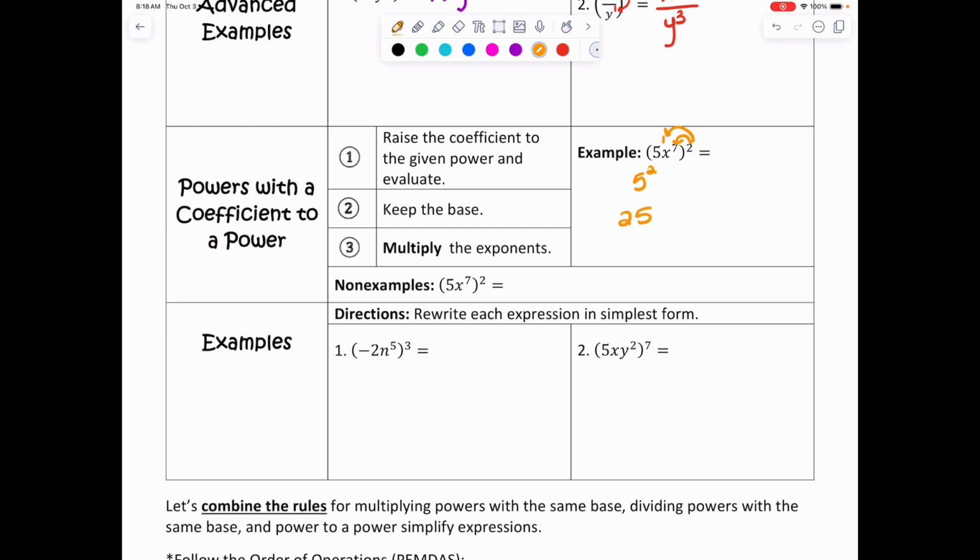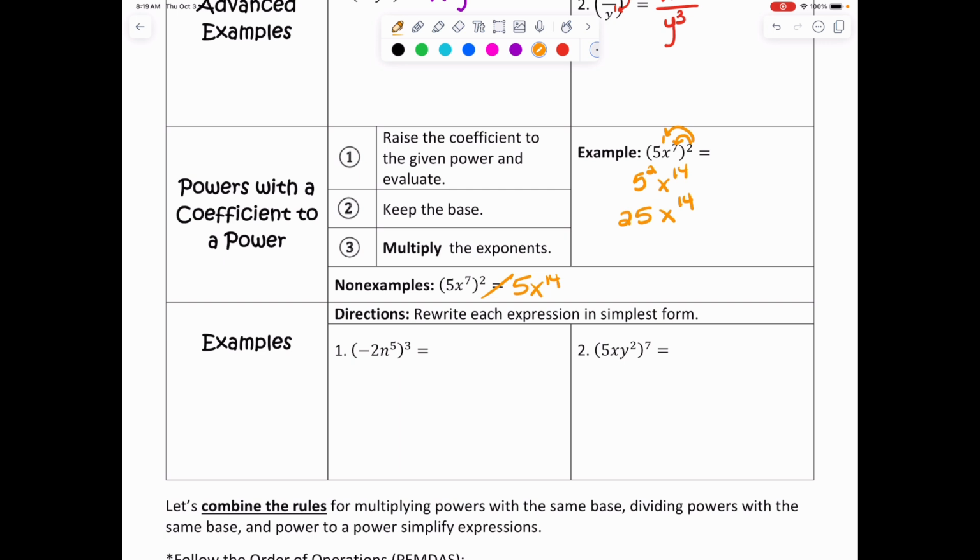X to the 7th squared, 7 times 2 is 14. So x to the 14th is our answer, 25 x to the 14th. What we want to be really careful to do when we look at the non-example is not leave the coefficient out. A lot of my students will just forget about the coefficient of 5 and keep it, and then make this x to the 14th, and that would be incorrect. So slash that equal sign.